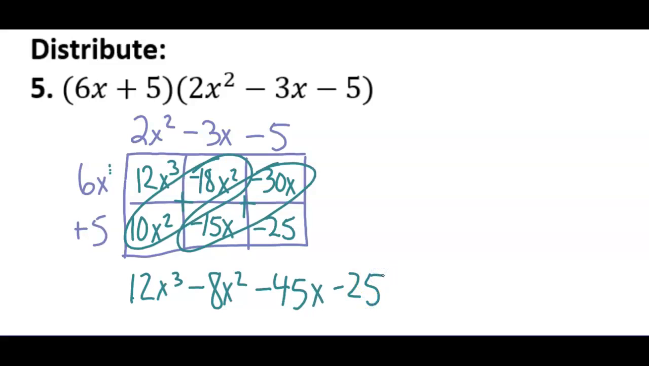So it's a little bit easier way to keep track of our work. We don't have to do our align and add. We know that our like terms are on the diagonal, and I always have to add them together. And then I just write down my first term and my last term. So sometimes it's easier to do it this way, and sometimes it's easier to do align and add.